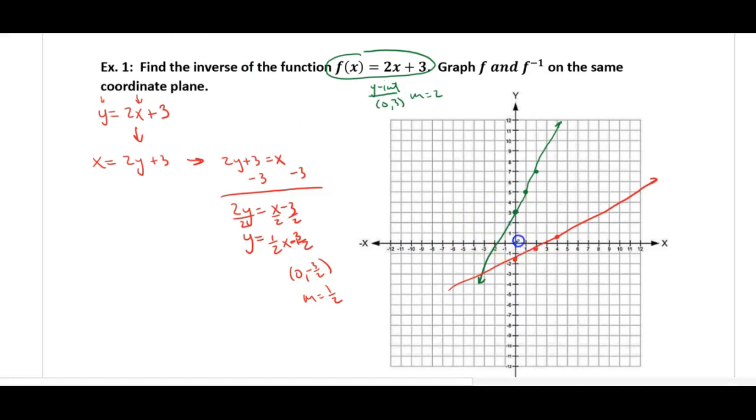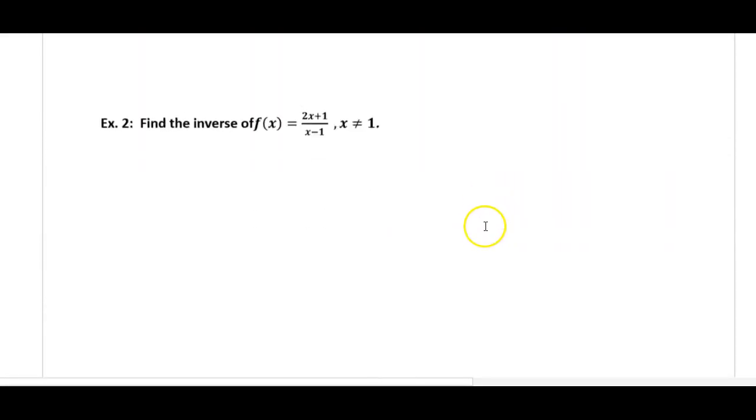Well, if I were to graph the line y = x with these two lines, this is the line y = x. This is your original function, f(x). This is your inverse function of f(x). Does it look like the reflection over the line y = x? Yes. Therefore, we know we are correct, okay?